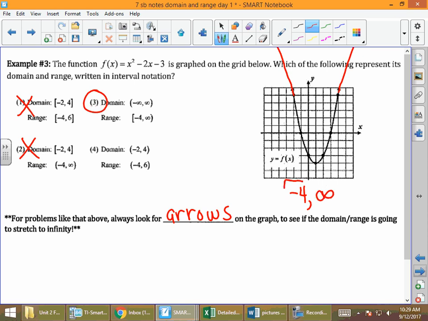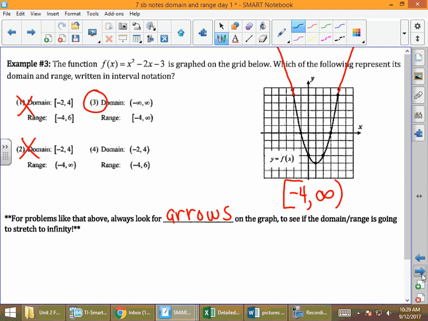The -4 is on the graph, so we have to have the square bracket, and then infinity always has parentheses, which again will indicate that 3 is our correct answer on this particular problem.